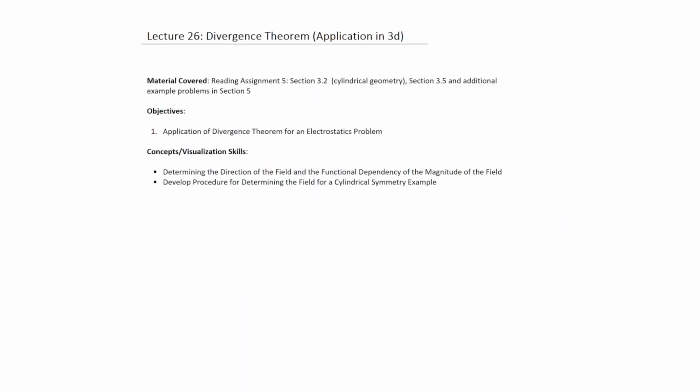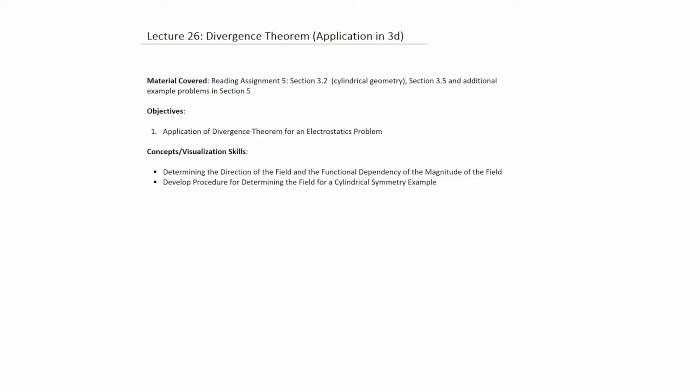Welcome to Lecture 26, entitled The Divergence Theorem. In this lecture, we're going to try to apply it in the 3D case for a specific application. The material covered in this lecture comes from reading Assignment 5, Section 3.2, specifically a problem involving cylindrical geometry, and Section 3.5 and additional example problems in Section 5.